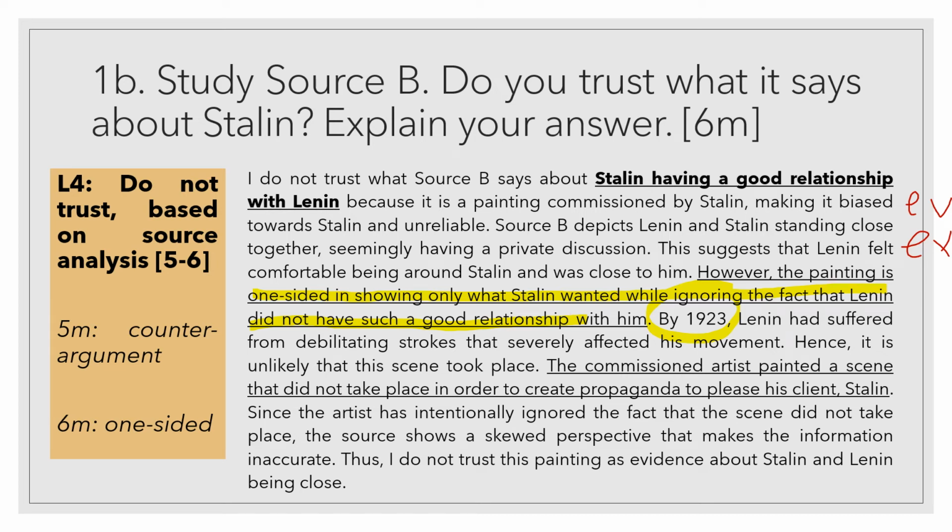And secondly, most importantly, the commissioned artist means that he was hired by Stalin. Since Stalin paid him money, would he paint something that Stalin did not want to see? Logically, he would have painted a scene that did not take place in order to create propaganda to please his client. In other words, there is always the possibility that Stalin actually told him to paint this. Since he was possibly listening to Stalin's orders, he would have intentionally ignored the fact that the scene did not take place, showing a skewed perspective that makes the information inaccurate. And therefore, you link back to: I do not trust this painting as evidence about Stalin and Lenin being close.